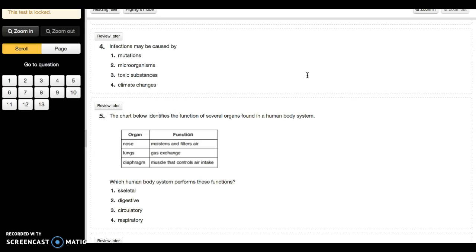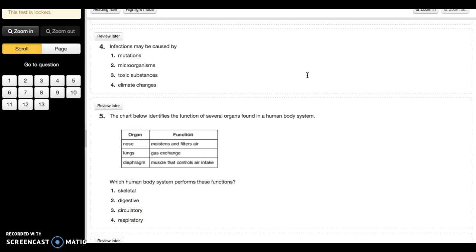Infections may be caused by... Now, we didn't talk about this yet, but I just wanted to see if people knew the answer to this question, so I'm going to see if you know it, and then we'll talk about it. If you chose microorganisms, you are correct. Bacteria, viruses, these things cause infections.